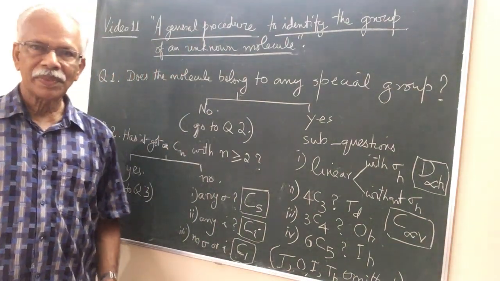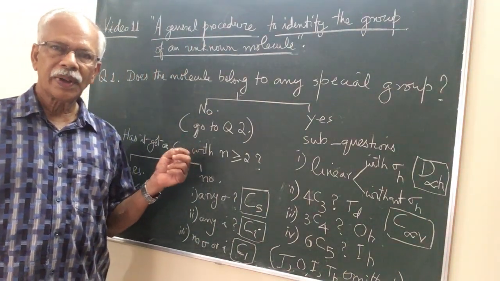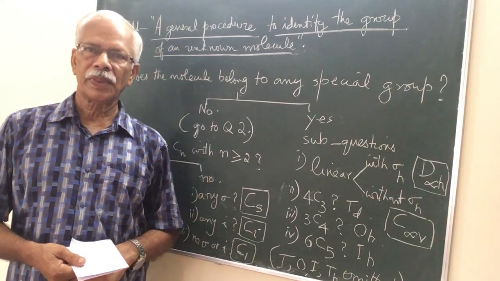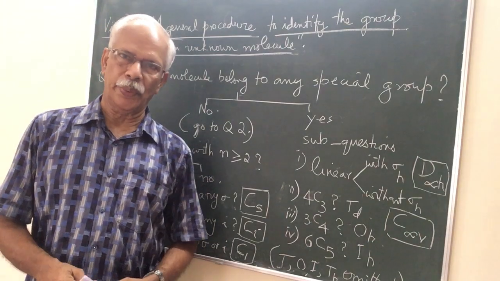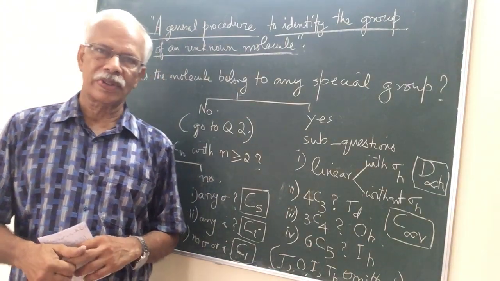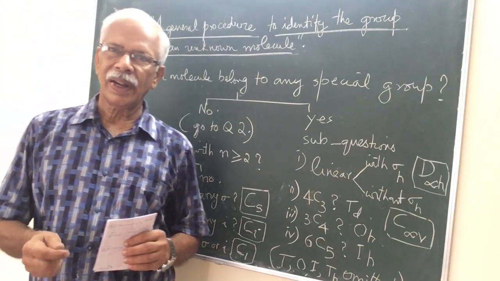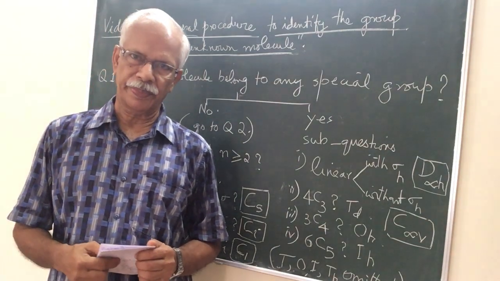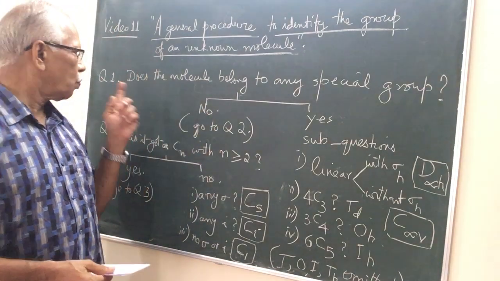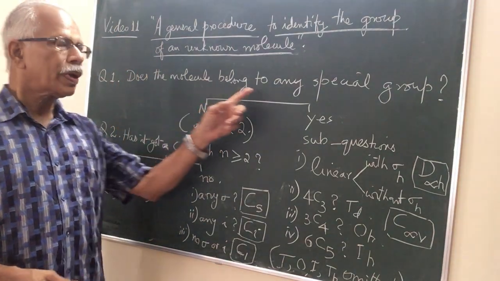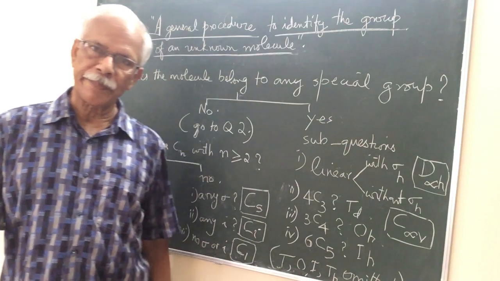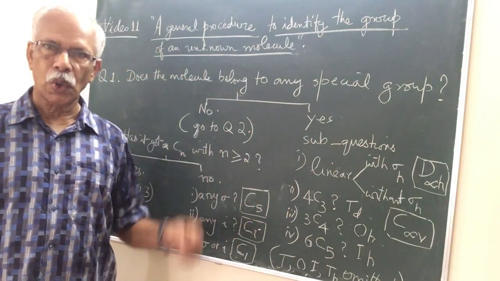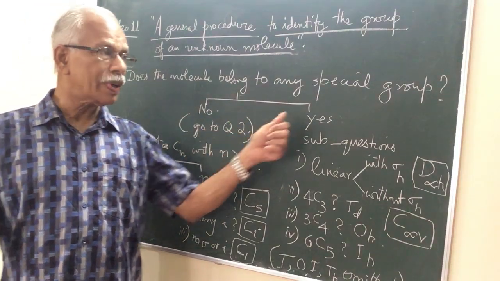Good morning. In this video, I am presenting a general procedure to identify the point group of an unknown molecule. This procedure involves asking a number of questions to ourselves about the molecule. The first question, question 1: Does the molecule belong to any special group? For every question, there can be two answers, yes or no.